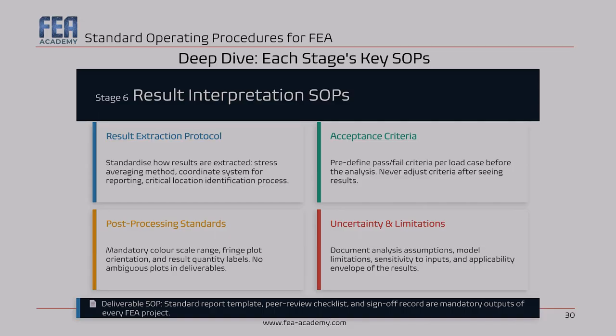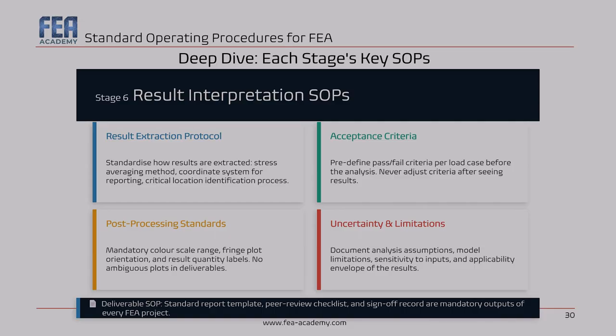There is the case also of result extraction standardization. How you extract the results defines what you compare. If one analyst averages the stresses across element nodes and another uses the unaveraged element centroid value, their margin of safety calculations will differ for sure, okay? Not because the physics disagrees, but because the extraction method disagrees. So to standardize the extraction, again, document it. Make it the same for every analyst on every project.